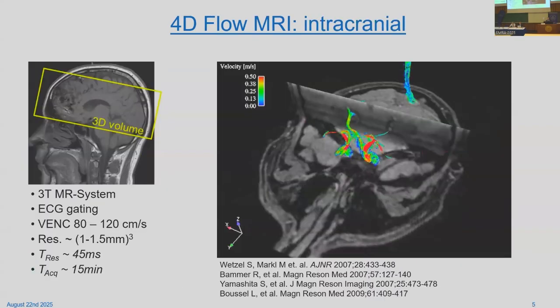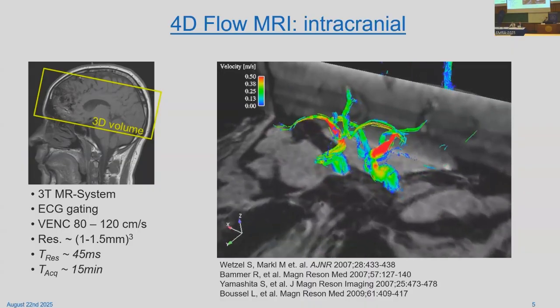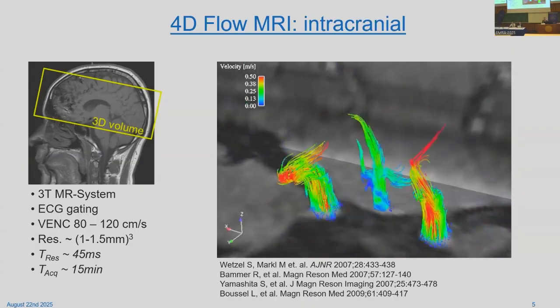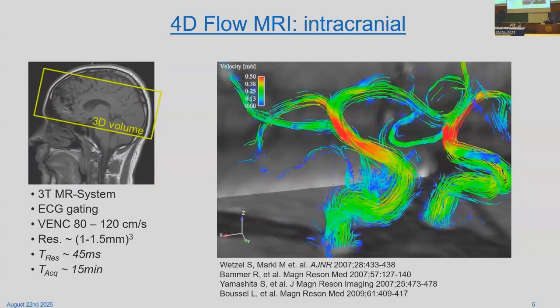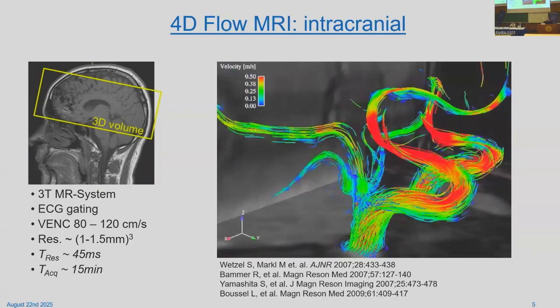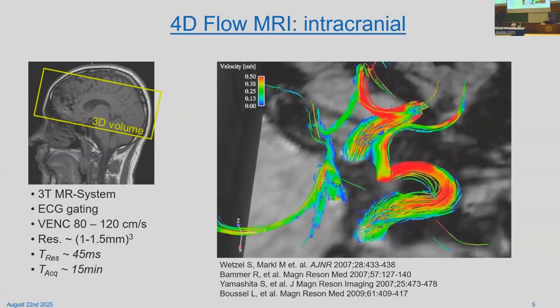In the brain, it looks slightly different. Here we would usually like to go to higher field strength, so we usually like to go to 3 Tesla. In the chest, we would measure with a Venc of 150 or 200, depending on if we want to look at stenosis or not. In the head, we are a little bit lower.